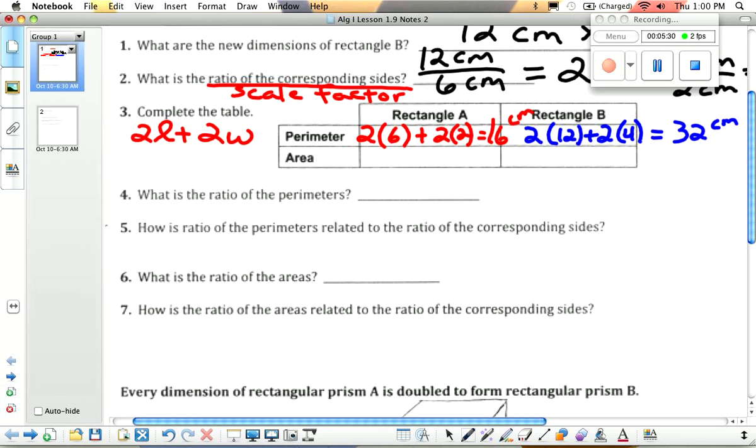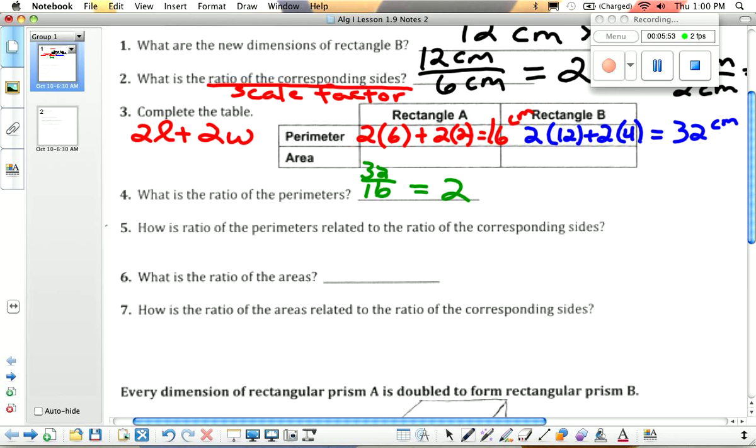So we're going to put, no, remember the new one goes on top, so 32 over 16. We can leave the labels out, it's okay. 32 over 16, what does that simplify to? 2. Yeah, that is 2.